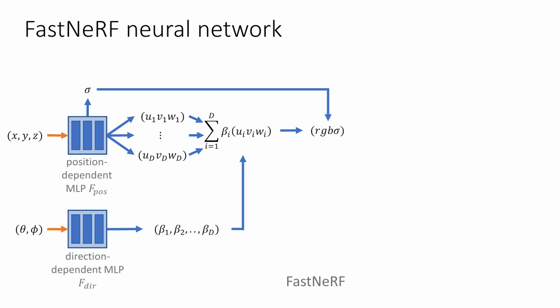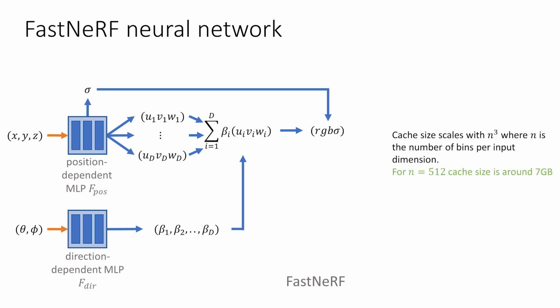FastNeRF's factorized architecture allows for separately caching the position and direction-dependent networks. This makes caching feasible as it avoids the memory explosion of a 5-dimensional cache. Note that since FastNeRF uses the same set of inputs and outputs as NeRF, it can be used as a drop-in replacement for many methods that already use NeRF.